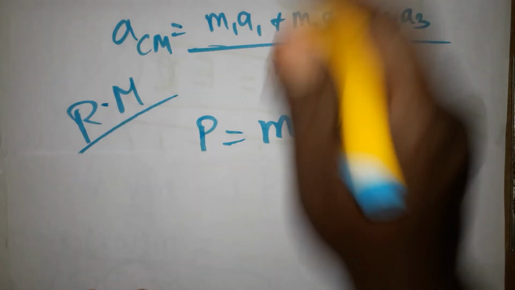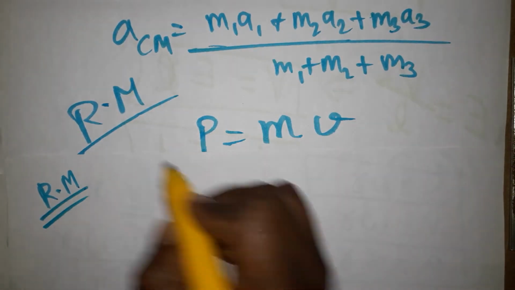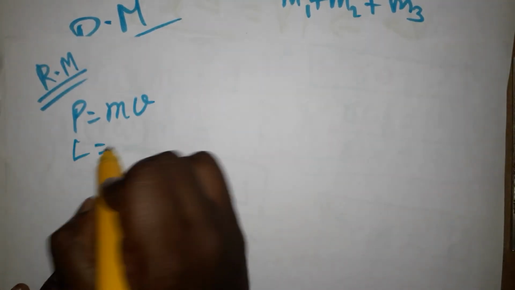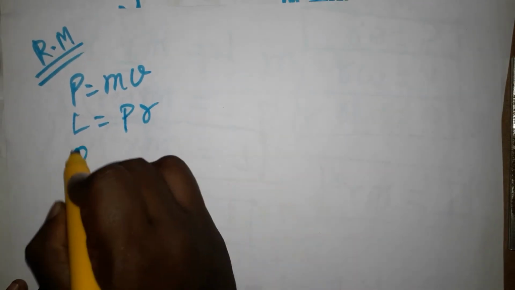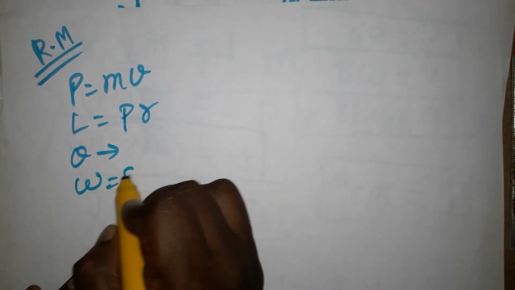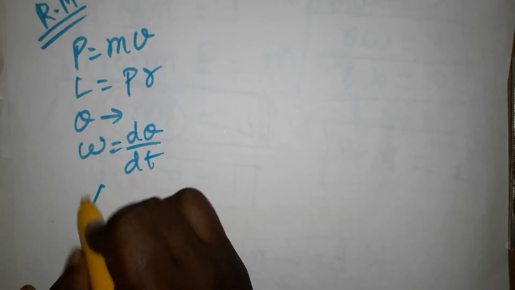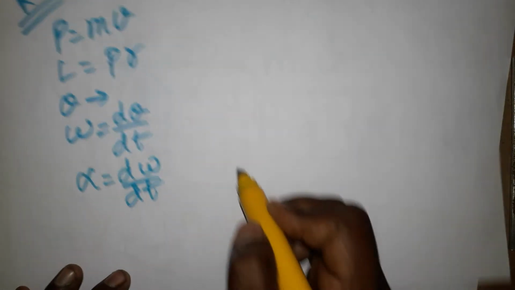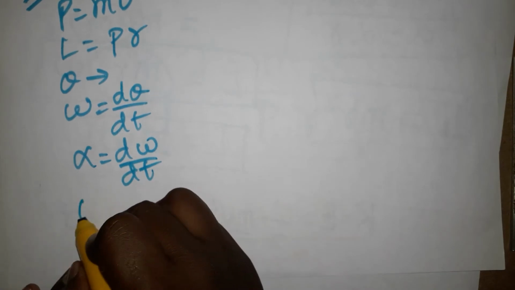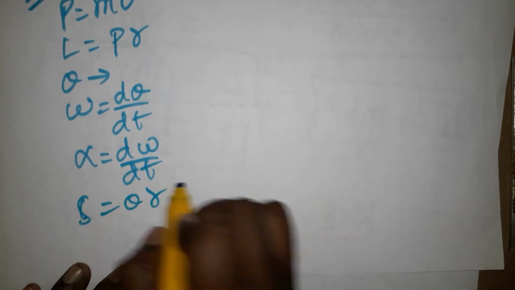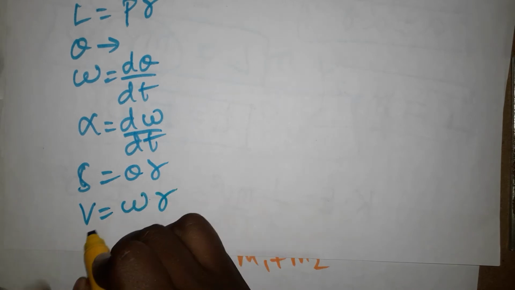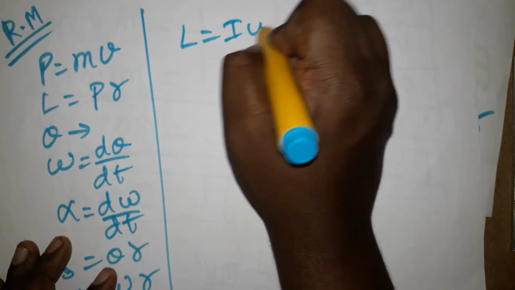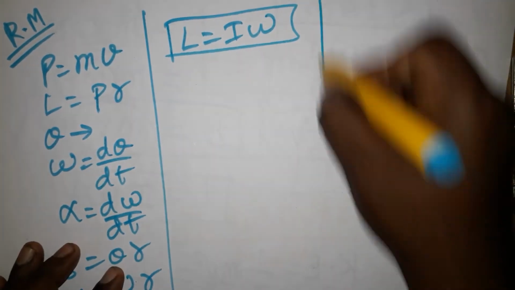Rotation motion, just we saw momentum is equal to mass into velocity. Angular momentum is equal to linear momentum into radius. Theta we saw is angular displacement, omega is equal to d theta by dt. Alpha is equal to d omega divided by dt. The next thing, s is equal to theta times r, v is equal to omega times r, a is equal to alpha times r. L is equal to I omega. So far we discussed this.